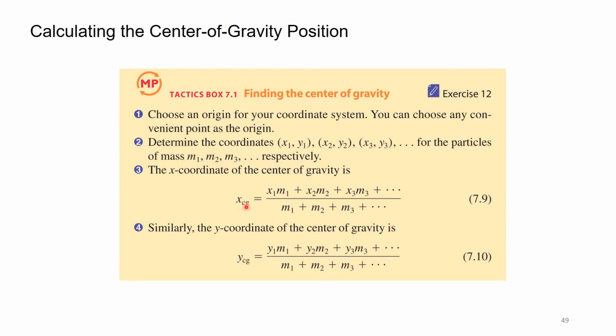The center of gravity, the x coordinate, is given by this. You multiply each mass with the x coordinate, then add them all up and divide by the total mass. What you get will be the x coordinate of the center of gravity of the whole system. Then repeat for the y coordinate. Multiply each mass with the corresponding y component, add them up and divide by the total mass. That will give you the y coordinate of the center of gravity of the system.